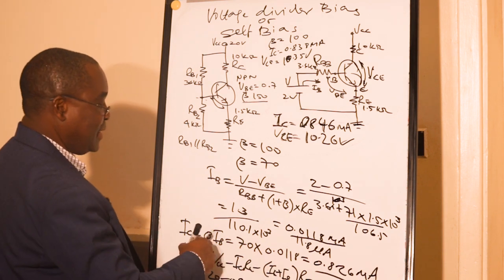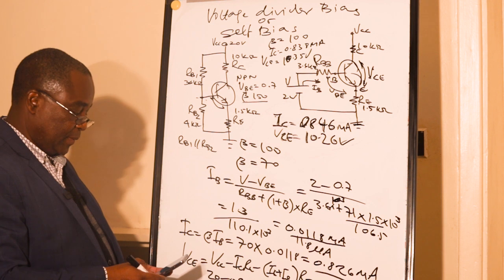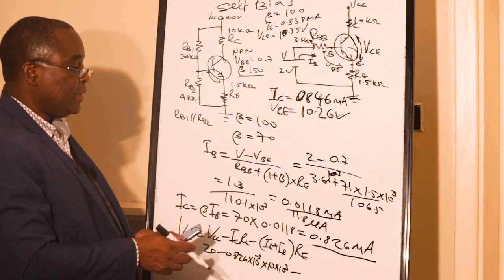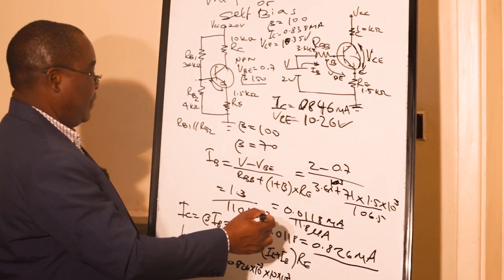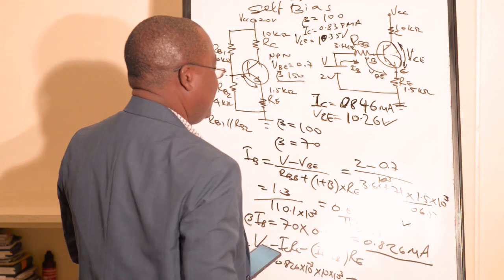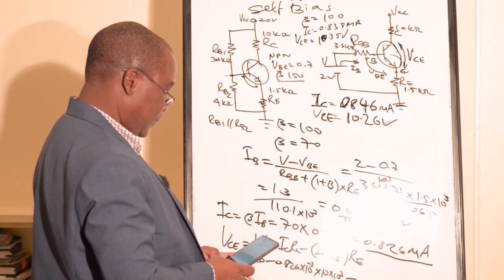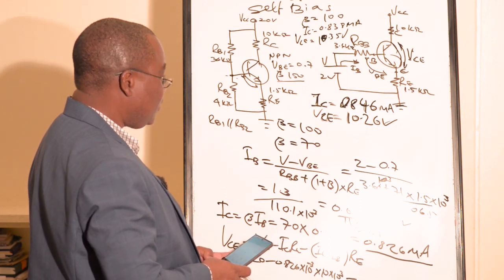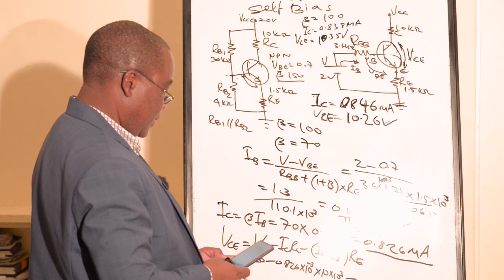so we do the summation, IC plus IB. Our IC is equal to 0.826 plus our IB. Let's check our IB, this is our IB in milliampere. So plus 0.0118.